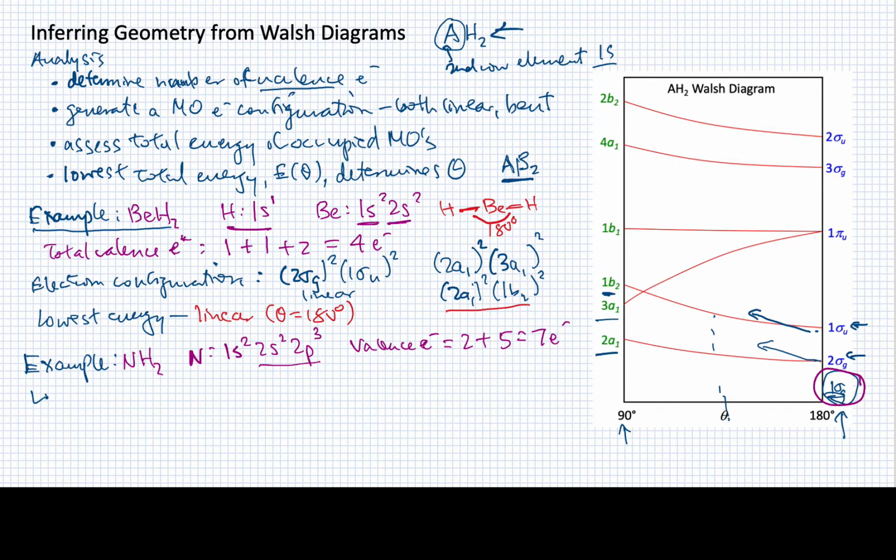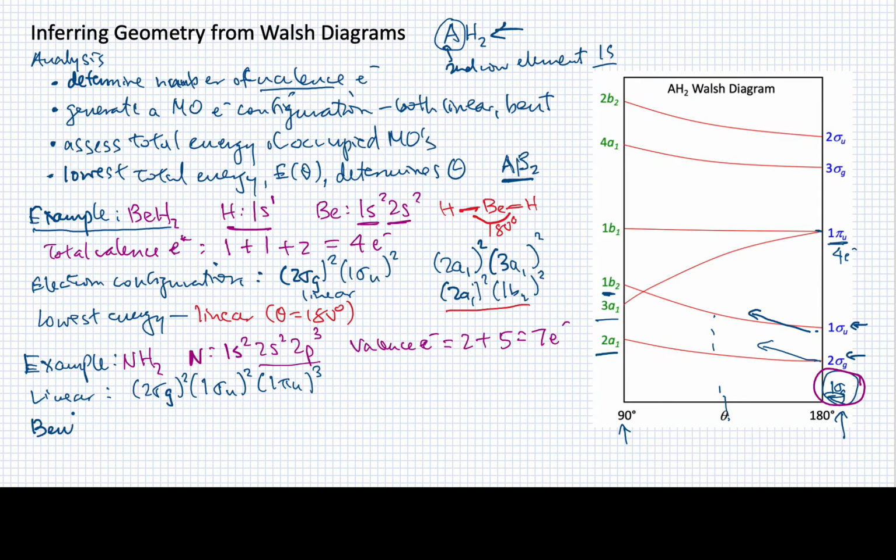So our linear electronic configuration for NH2 would be something like this. We'll have 2 sigma g with 2 electrons. We'll have 1 sigma u with 2 electrons. And then up here, this pi u, you'll notice it's just like p orbitals. It is p orbitals, but it can hold a total of 4 electrons in this case where the 2 p orbitals are degenerate with one another. So in this case, I'll have 1 pi u with 3 electrons in the linear case.